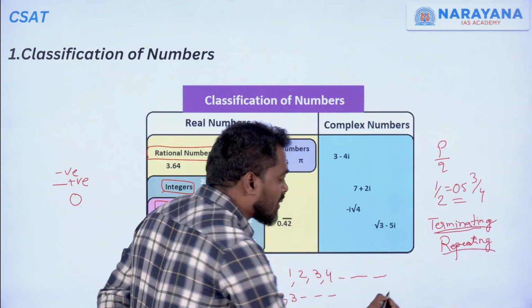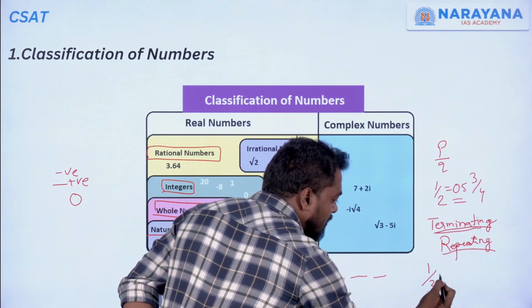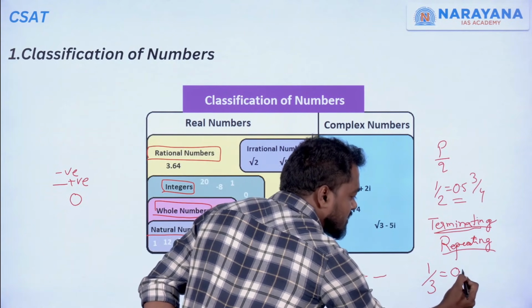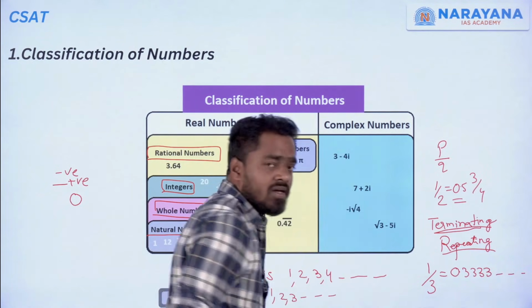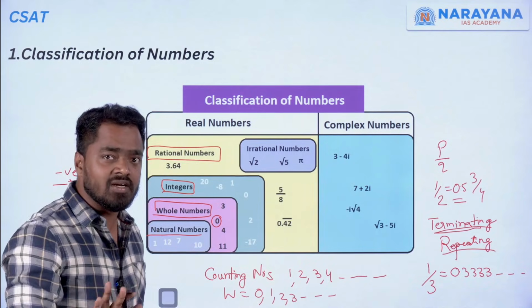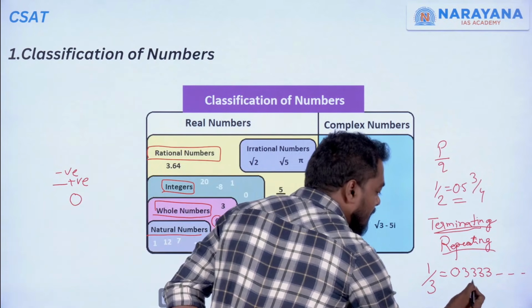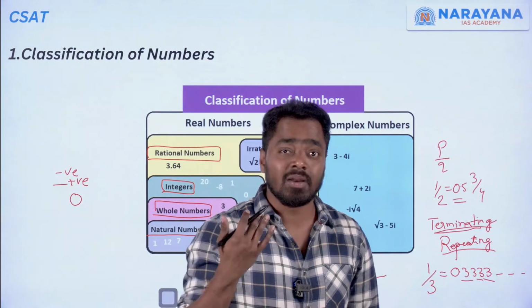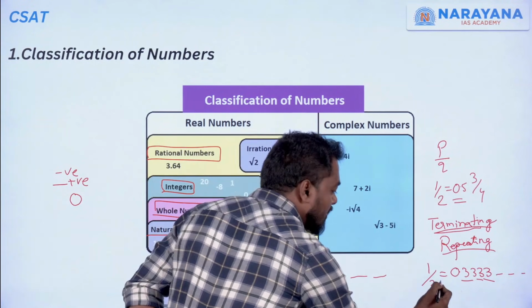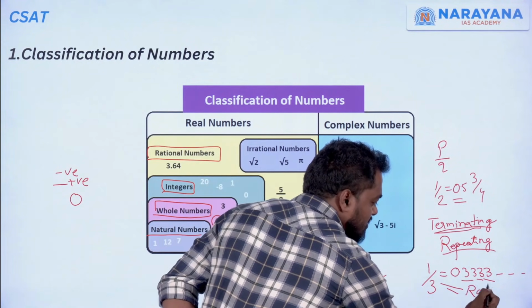For example, if you take 1 by 3, what is 1 by 3? If you convert it into decimal form, 0.3333. It's a non-terminating decimal, however it is a repeating decimal, so 0.33333, it is a repeating decimal. So 1 by 3 is also a rational number.